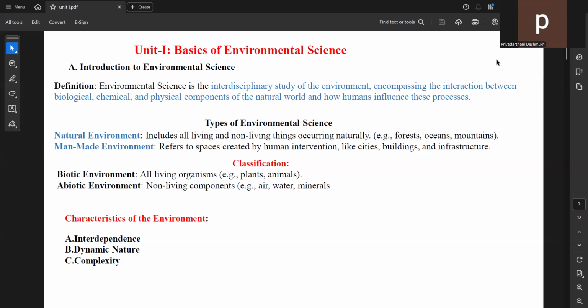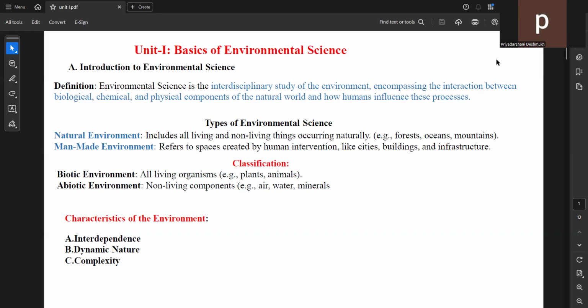Now, moving towards the types of environment. There are two types. First is the natural environment, and the second one is the man-made environment. The natural environment includes all living and non-living things occurring in nature, like forests, oceans, and mountains. The man-made environment refers to human structures or human interactions, like cities, buildings, and infrastructure, which are made by humans. So it is called the man-made environment.